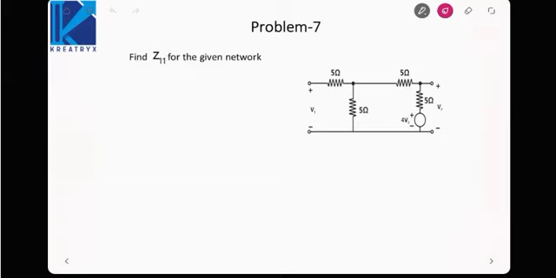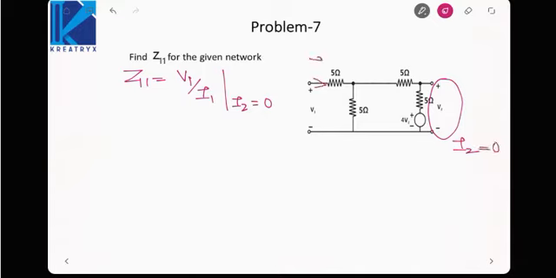Moving on to the next problem, it is asking us to find the Z11. Now Z11 is actually equal to V1 by I1 given I2 equal to 0. That means we have to keep this port open. Okay. Here I2 must be 0. Now we will assume current I1 here. If current I1 is going here, then we have to apply KCL.